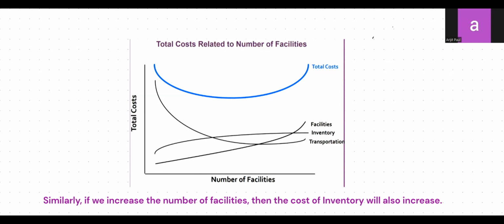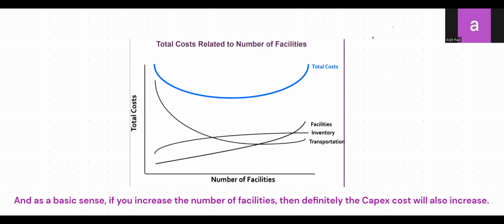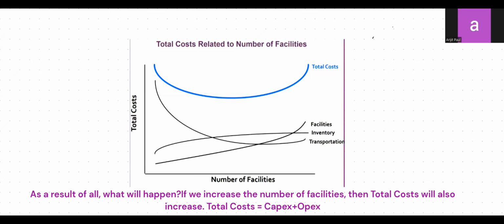Similarly, if we increase the number of facilities, then the cost of inventory will also increase. And as a basic sense, if you increase the number of facilities, then definitely the capex cost will also increase. That is, the fixed cost will also increase. So as a result of that, what will happen? If we increase the number of facilities, then total costs will also increase. So when we are saying the total cost, that means both the capex cost and the operational costs.